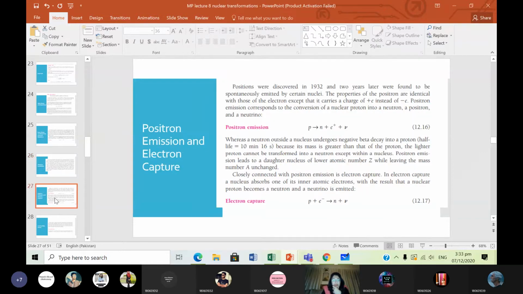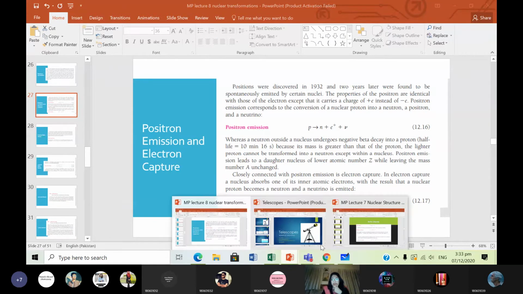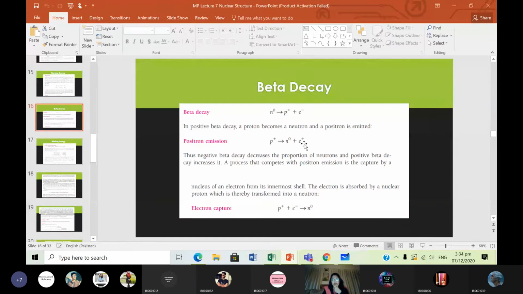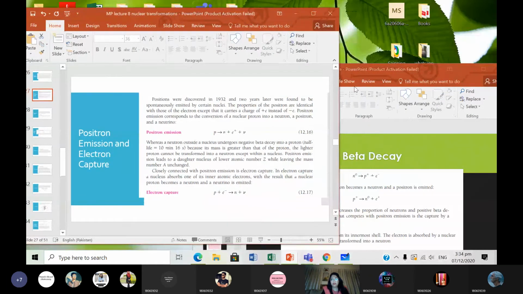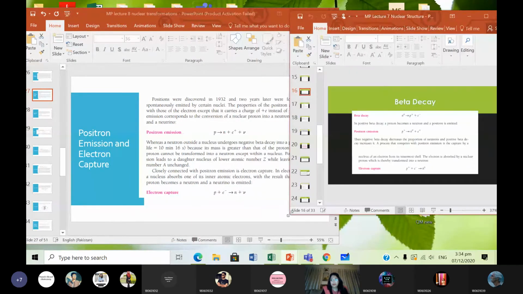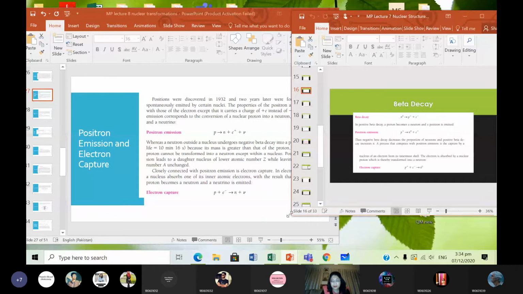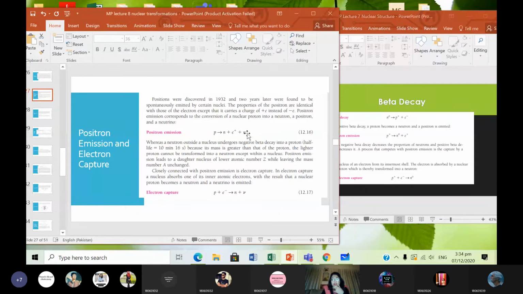So that was about neutrinos, and then we will talk about positron emission and electron capture. Remember, in the previous PowerPoint, we also talked about positron emission and electron capture. So maybe I should just make this a bit small here, and so you can see this PowerPoint as well. Well, it's not really clear from here, but what we're saying is that in positron emission, a proton will go to a neutron plus a positron. It actually emits a neutrino as well.